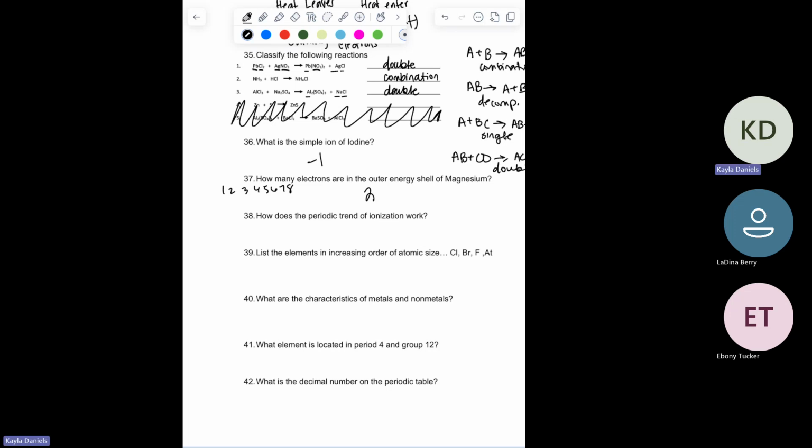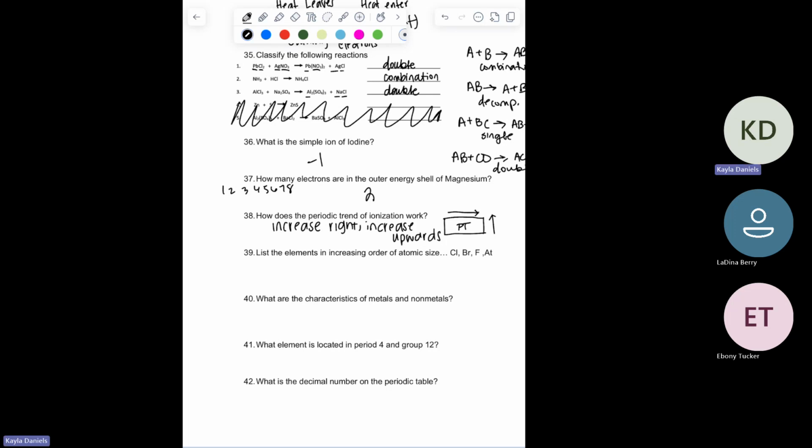All right, how does the periodic trend for ionization work? If we imagine the periodic table, the trend increases as we go to the right and increases as we go up. And so you're going to see this in words: increases right, increases upwards, something along those lines. As long as you have the trend written down on your periodic table, you should be good.